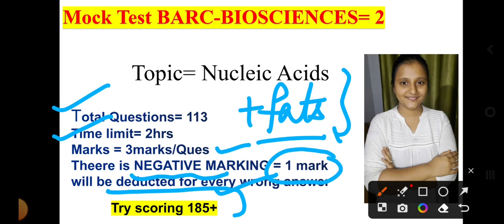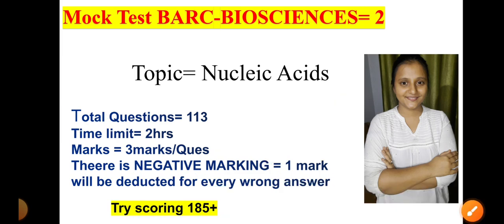So what's your target? You should score 185 plus. Okay, your BARC cutoff doesn't go very high, that is during my time it was 120 marks, and last to last year it was 1 to 2.5 marks. Okay, so it ranges between 40 to 45 questions, but then again, just because we are preparing for it, we should always be ahead of the exam's real cutoff. Okay, so try scoring 185 plus.